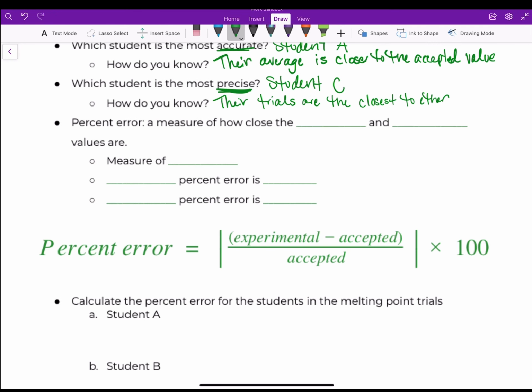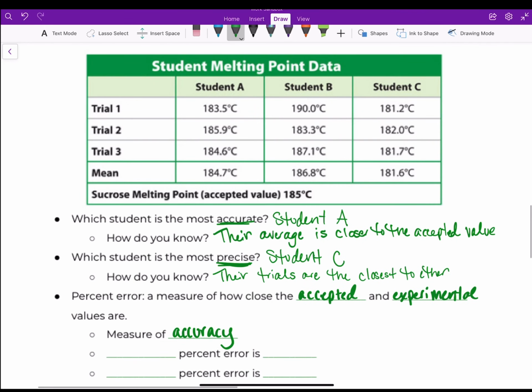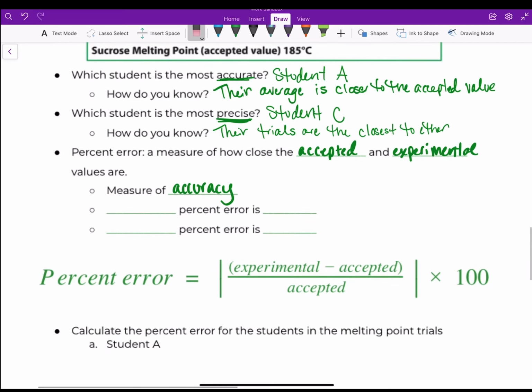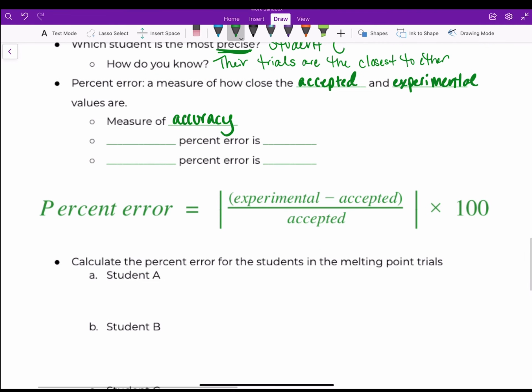Now that you know what accuracy and precision are, we can talk about percent error, because percent error is really just a measure of accuracy. It's a measure of how close the accepted and experimental values are. So when we are looking at student A up here and seeing that they are the most accurate, we can quantify that. We can quantify their accuracy, and that's what percent error really is. So if you are doing an experiment, you really want to have low percent error, because low percent error is really good.